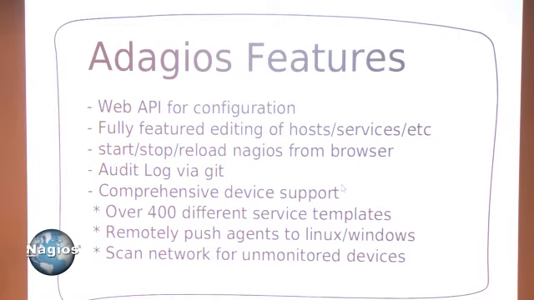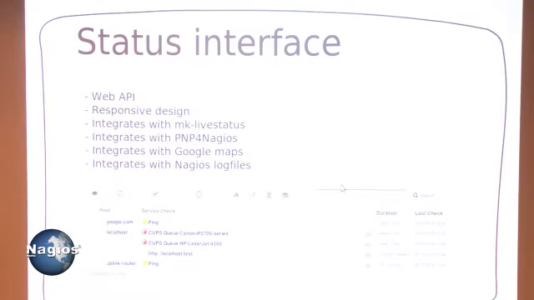Feature list, I'm not going to read through it all, but web API, and so on. Audit log via Git. If any of you are not using Git to maintain your Nagios configuration files, stop everything you're doing, including the livestatus install, and do that. Learn Git right away. Network scan, I never even use it myself, so don't worry about that one.